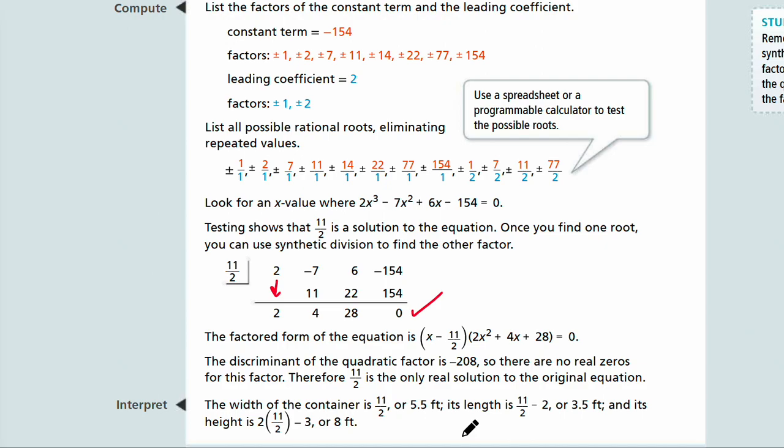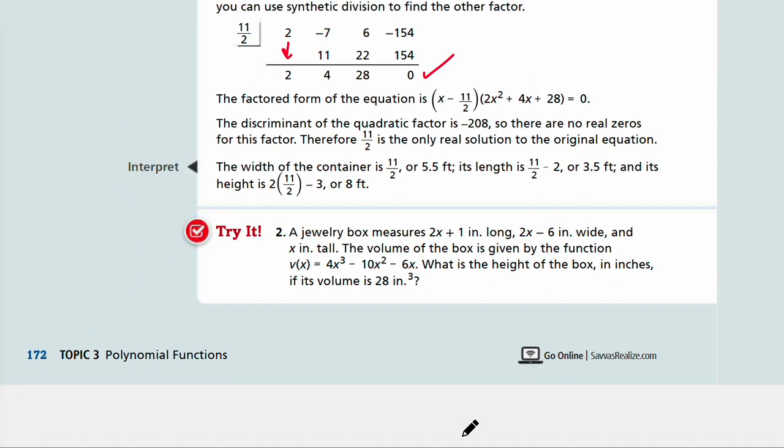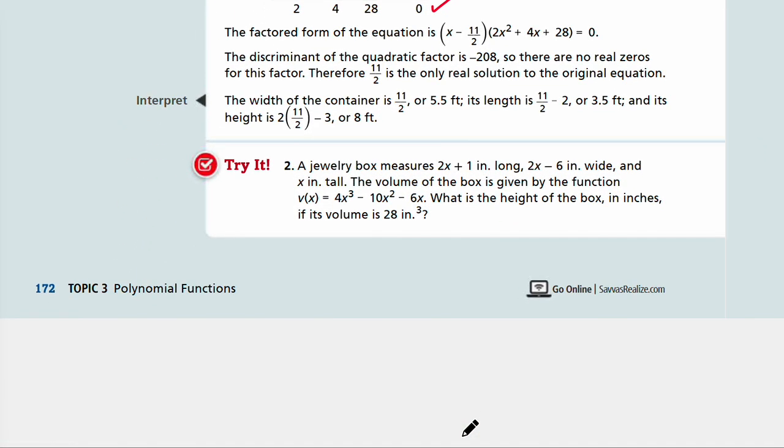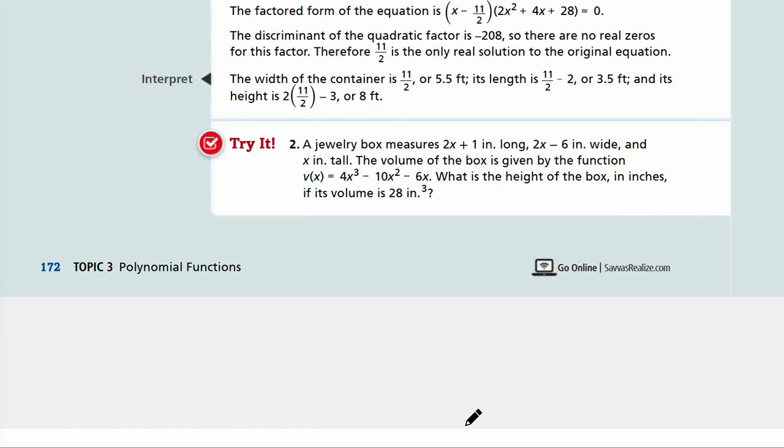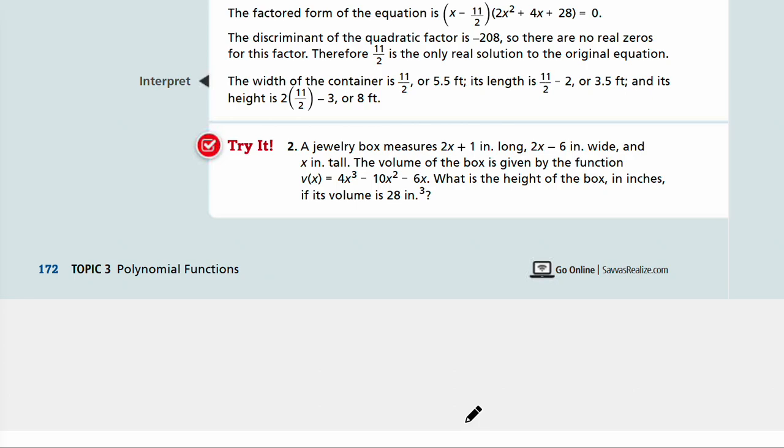Good. So now that we know how to use the rational root theorem to solve these kinds of questions, let's try number 2. Try it. A jewelry box measures 2x plus 1 inches long, 2x minus 6 inches wide, and x inches tall. The volume of the box is given by the function v of x equals 4x cubed minus 10x squared minus 6x. What is the height of the box in inches if its volume is 28 inches cubed?